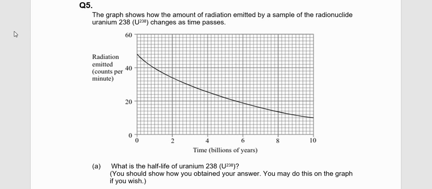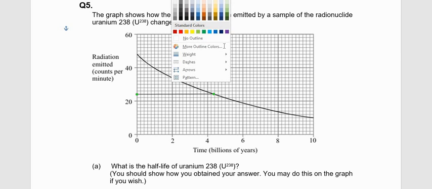How are we going to do this? Well, we're going to read off the starting radiation emitted, the starting count, halve it, and then draw a line across from that half value. So in this case, we are going to carefully, and this is important, carefully measure the starting count. That is 48 counts per minute. So we're going to have to halve that to get exactly 24 counts per minute, and then draw a horizontal line across to our decay curve.